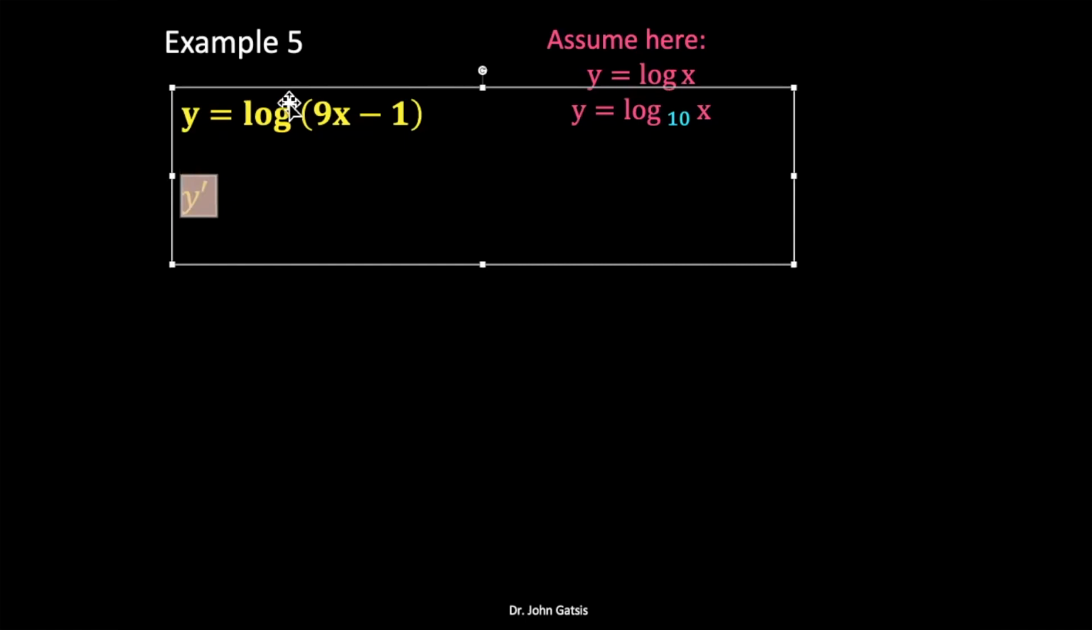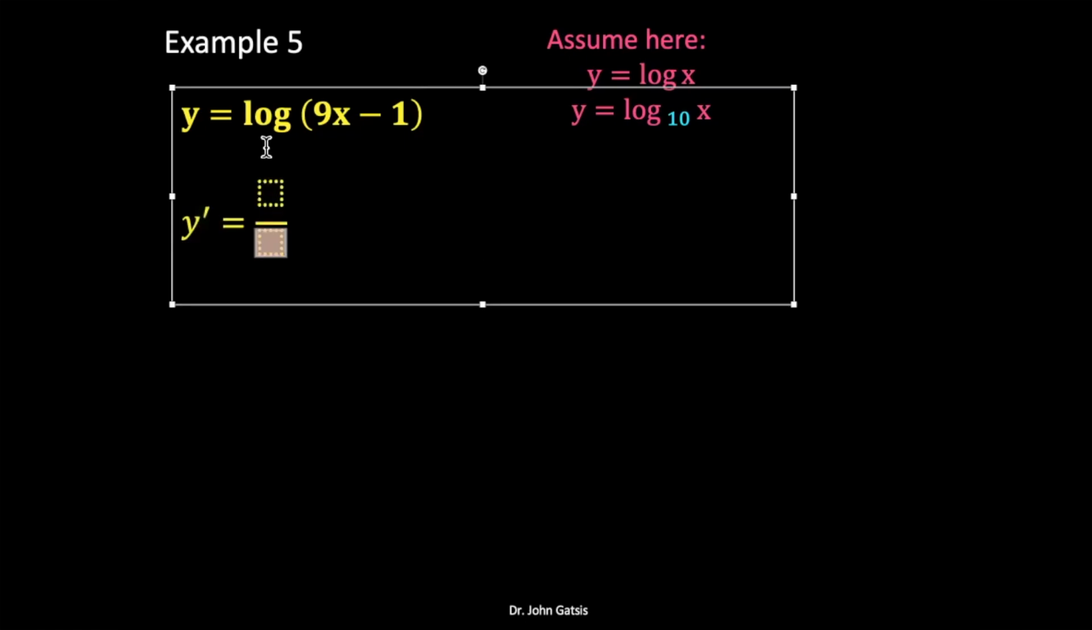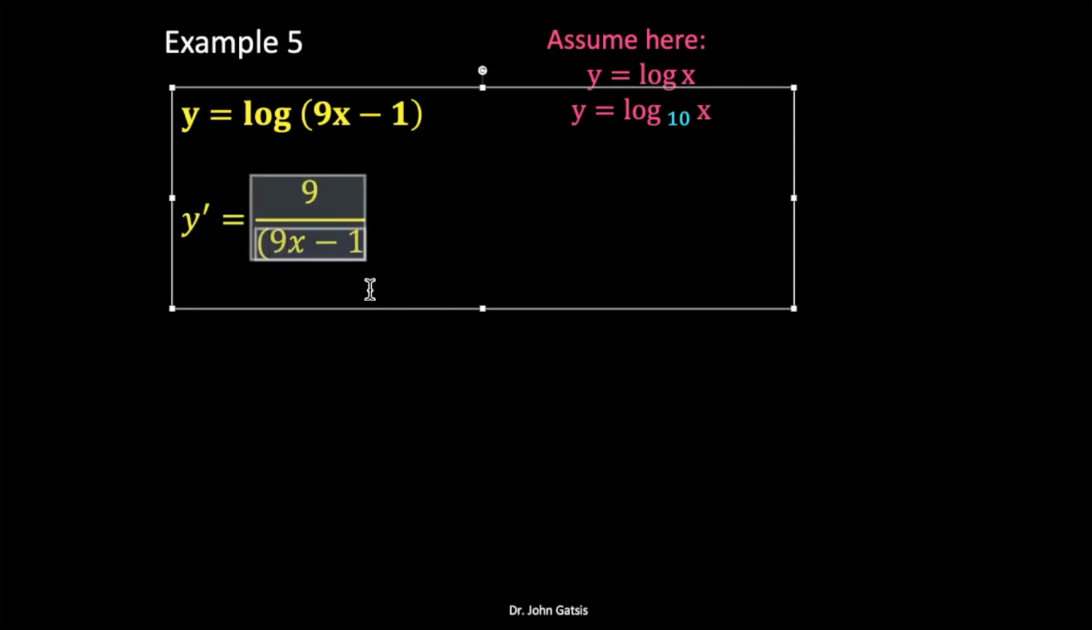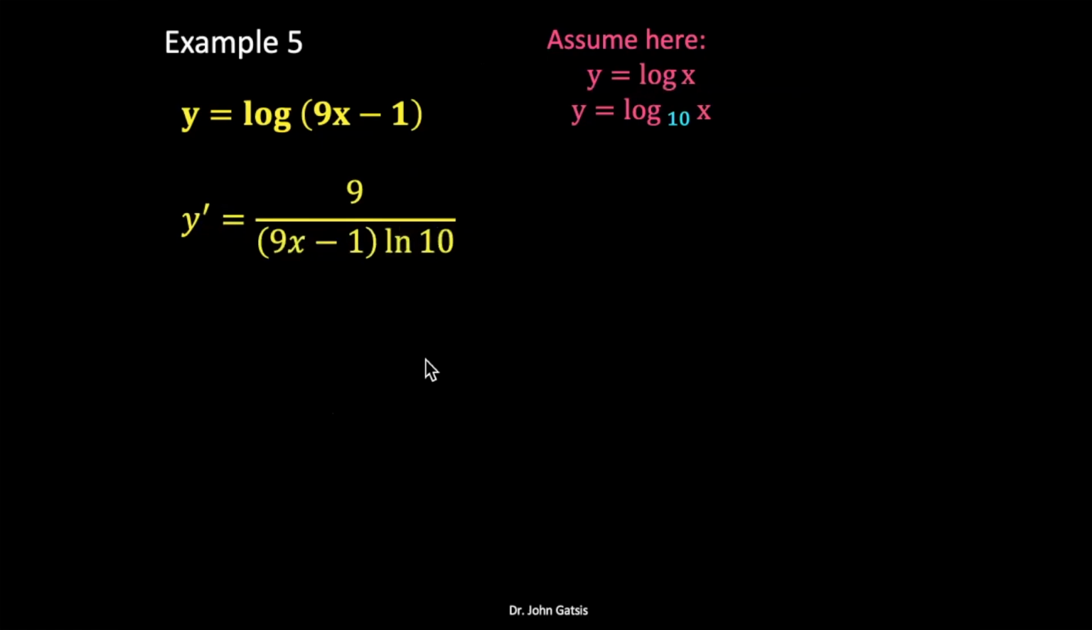which is to take the reciprocal and deal with it as if it's in base 10. So here we go. We would have 1 over 9x minus 1 multiplied by the derivative of 9x minus 1, which is 9. And then we need to multiply the denominator by ln of 10 to adjust for the fact that the base is not e. And there you have it.